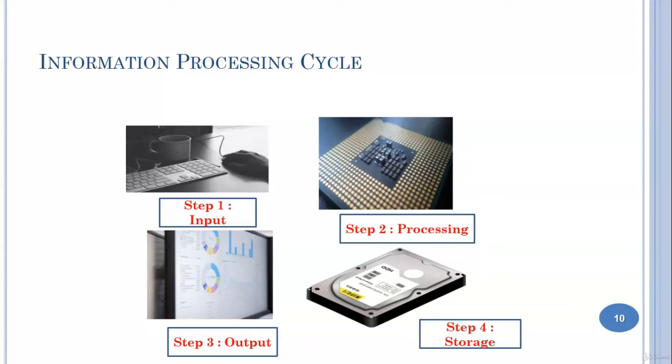Step number 3 of the information processing cycle is the output. In this step, the computer displays the results of its processing. For example, the results may appear as numbers or text or graphics on the computer screen, and they may also appear as sound from speakers.